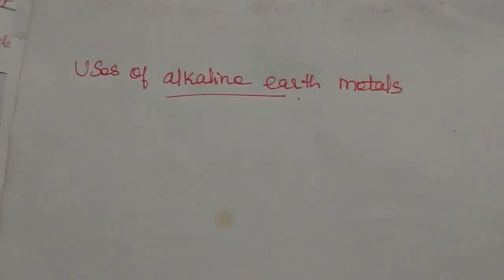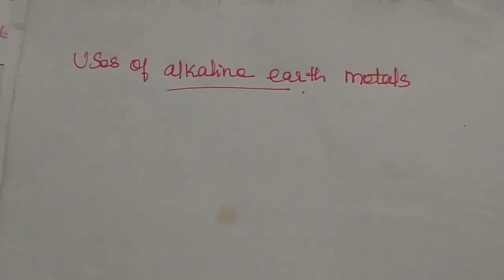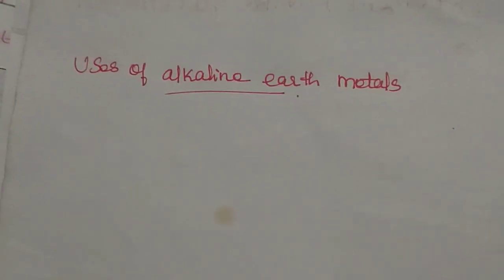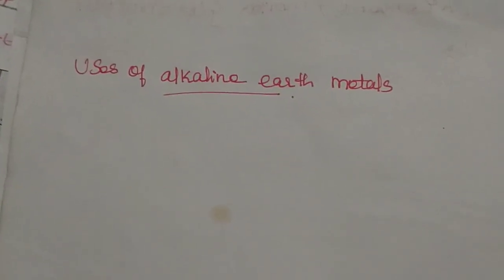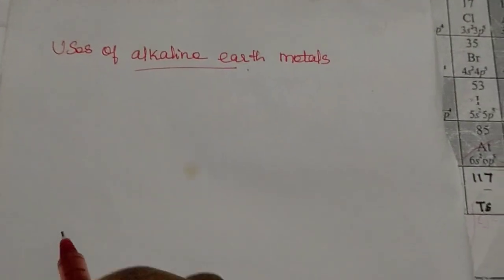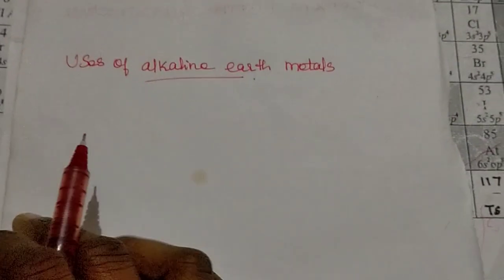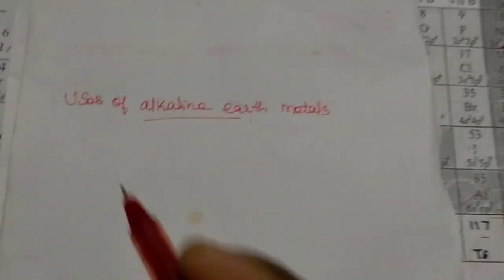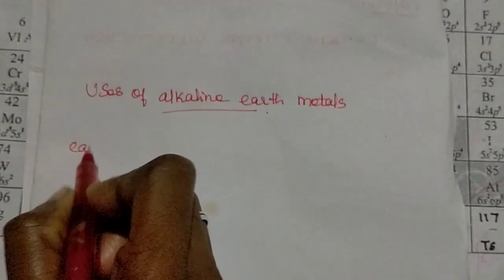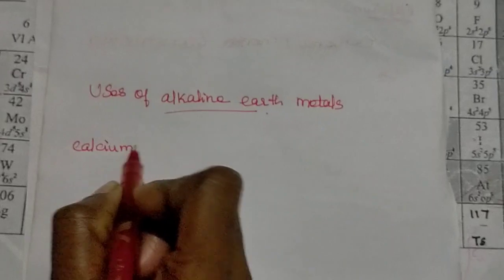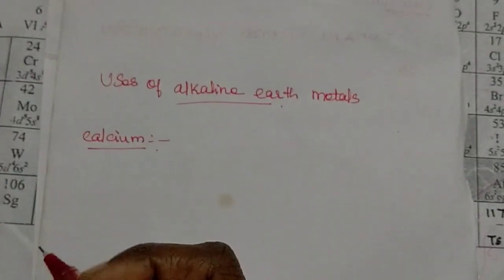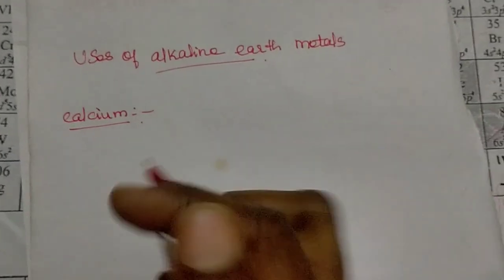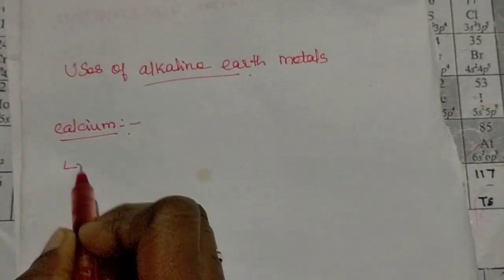I'm fine. Today's class will discuss the uses of alkaline earth metals and some compounds of alkaline earth metals. We have already discussed the uses of beryllium and magnesium. Today we are going to start from calcium. Calcium is a widely used element in our daily life. Let's see the uses of calcium.